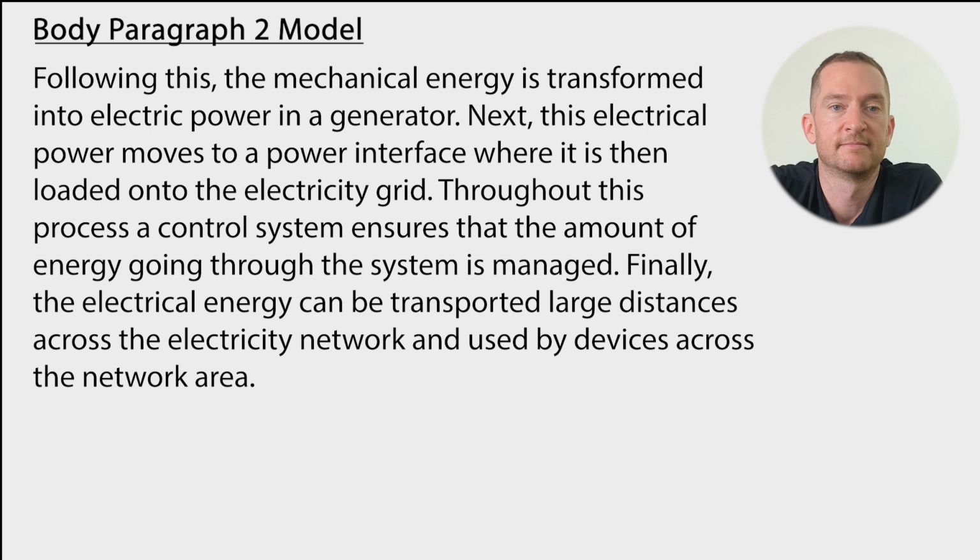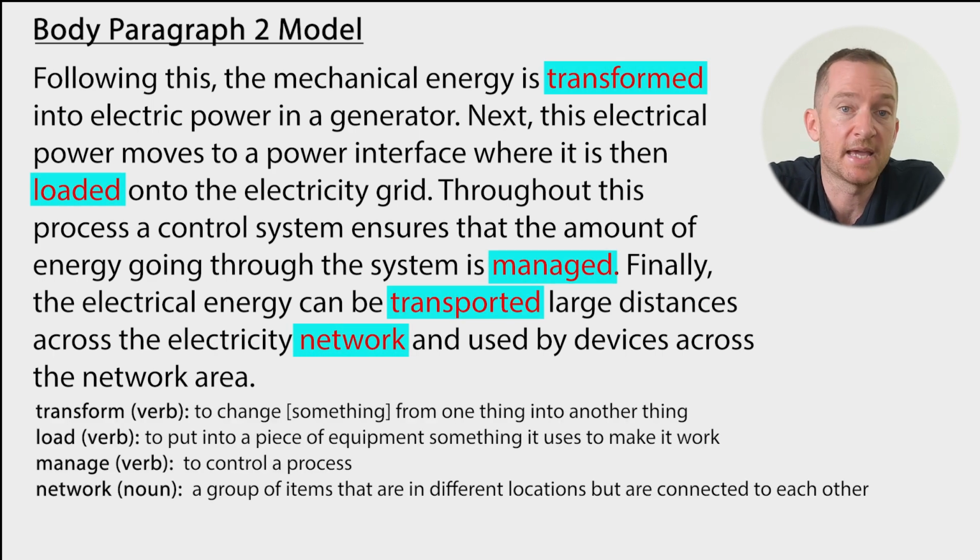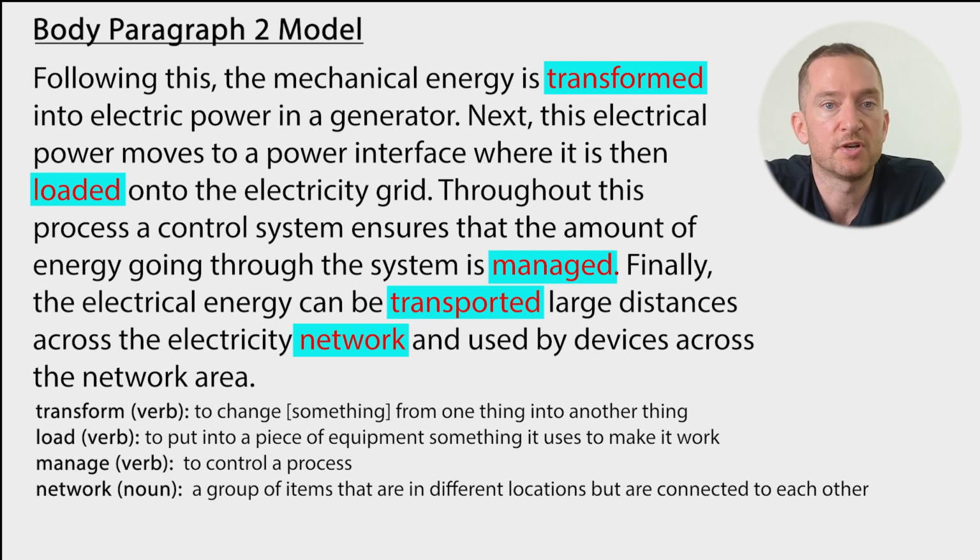In this paragraph, we describe the next stage of the process in detail. We use relevant academic vocabulary such as transform to describe the change from mechanical energy to electrical power. We use load to describe putting electricity onto the grid. We talk about how the control system manages the process. Essentially here, we're just using a synonym of control. We also use words such as transport and network to describe the process without repeating vocabulary that is given in the diagram. And that's it.